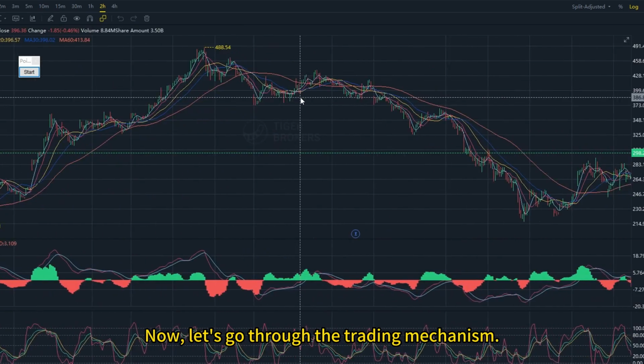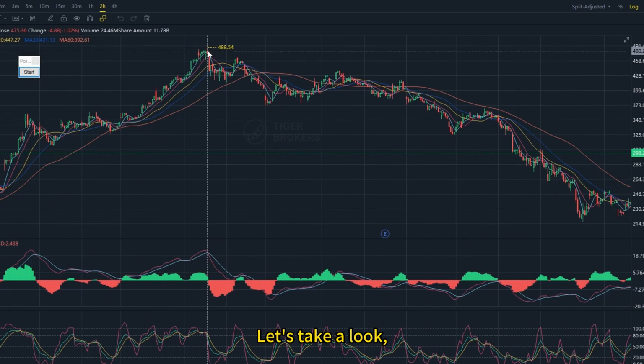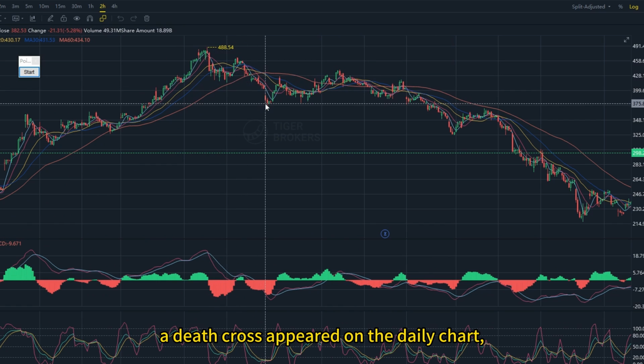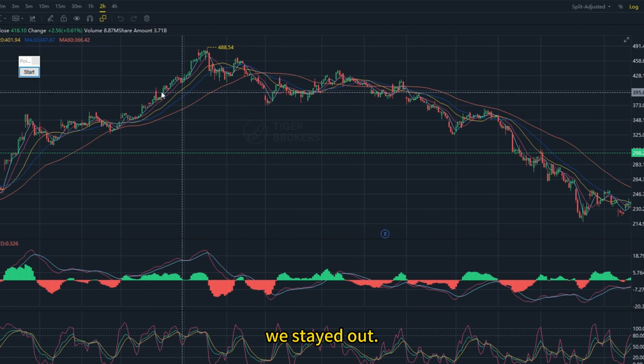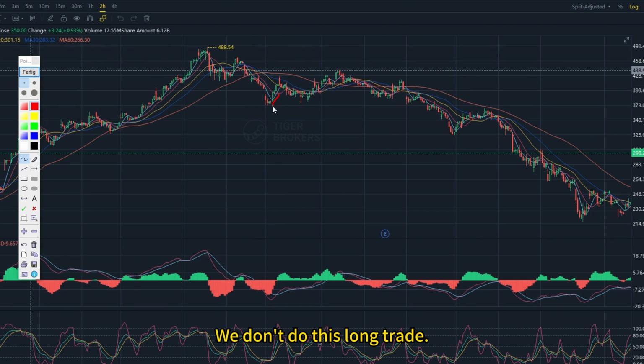Now let's go through the trading mechanism. Let's take a look. When the downtrend began, a death cross appeared on the daily chart. We focus on short positions. When it rebounded, we stayed out. We don't do this long trade, only focus on shorting the rebounds. Now, when it formed another death cross, we shorted again. It bounced again. We chose not to trade. Then when it crossed down again, we shorted.